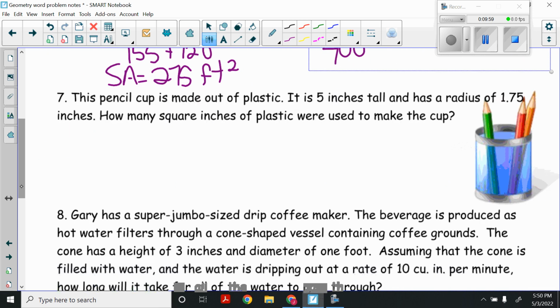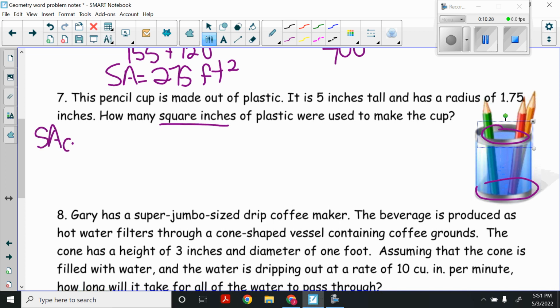All right, number 7. This pencil cup is made out of plastic. It is 5 inches tall and has a radius of 1.75 inches. How many square inches of plastic were used to make the cup? All right, so square inches is telling me area. Okay, it has one base on the bottom, right? The other base is open so that we can put pencils in it. So really, this is a cylinder with only one base. So I want the surface area of a cylinder with one base.